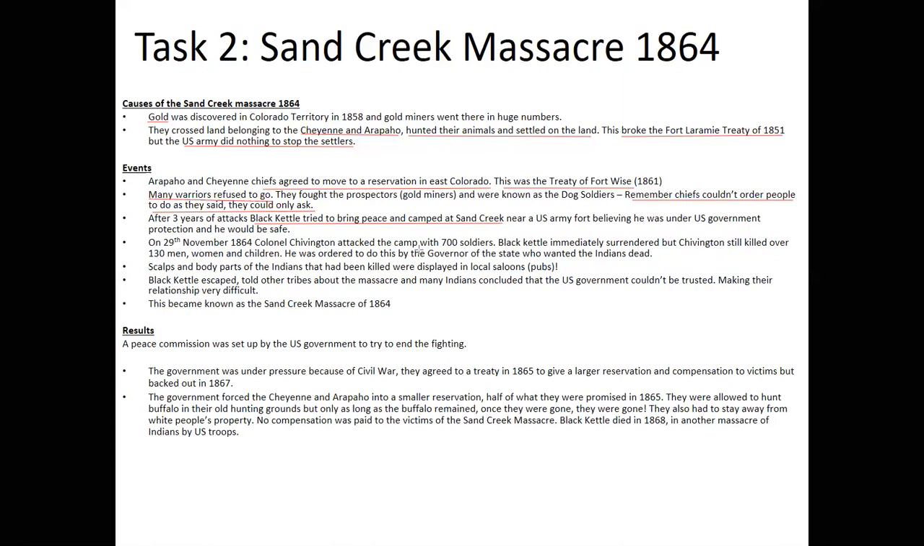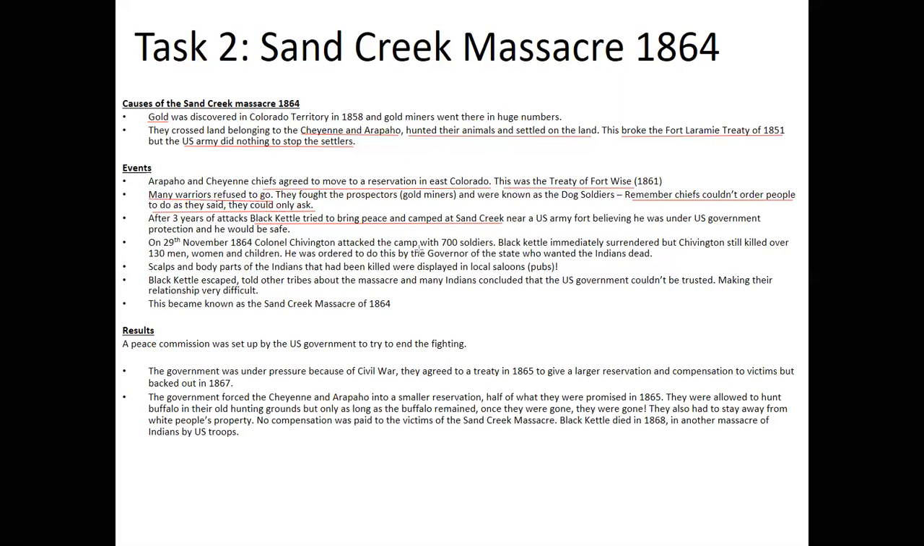And on the 29th of November, 1864, Colonel Shivington attacked the camp with 700 soldiers. So Black Kettle and the Native Americans were attacked, okay? But what needs to be understood, and this is the shocking part of the Sand Creek Massacre, Black Kettle immediately surrendered. He actually waved a white flag. But Colonel Shivington and the US Army still killed over 130 men, women, and children. And it's said that he was ordered to do this by the governor of the state who wanted the Indians dead. So this was a massacre.